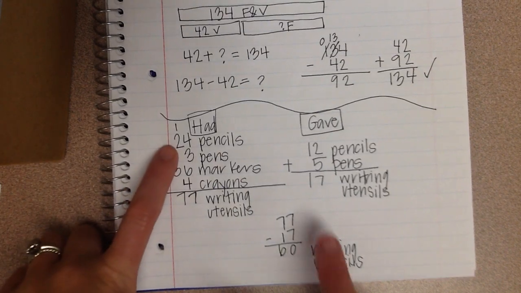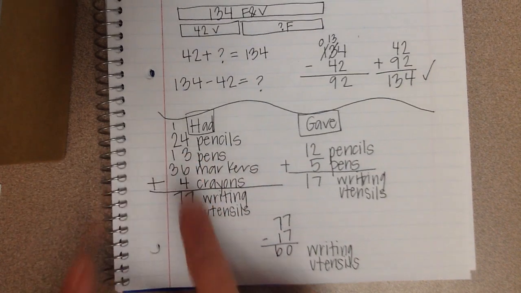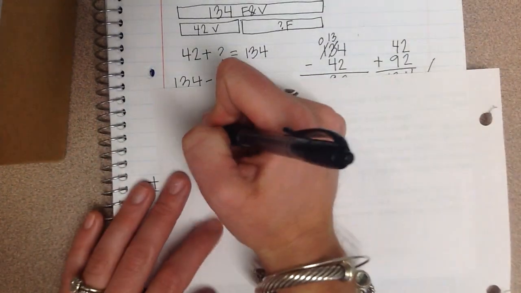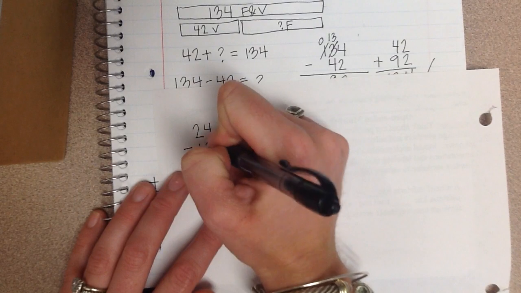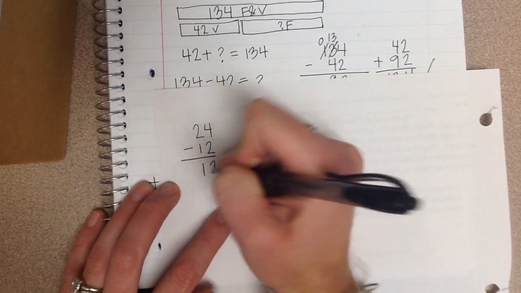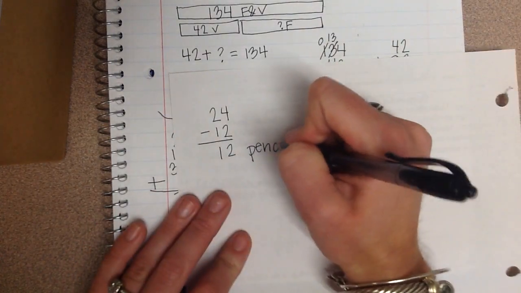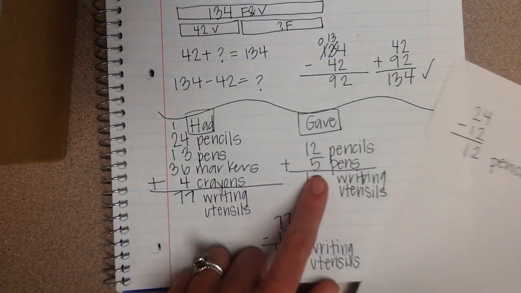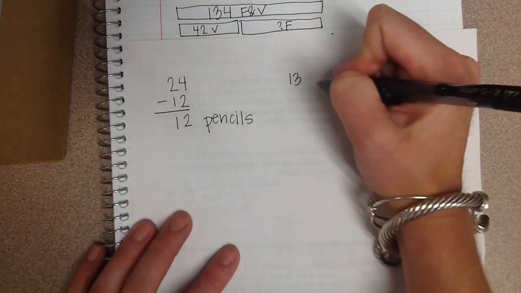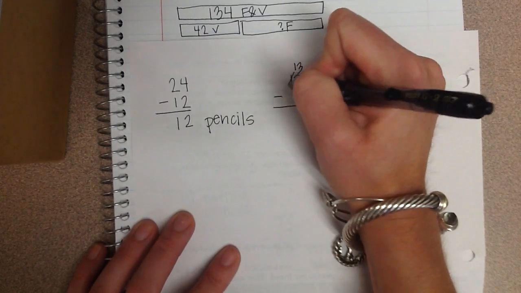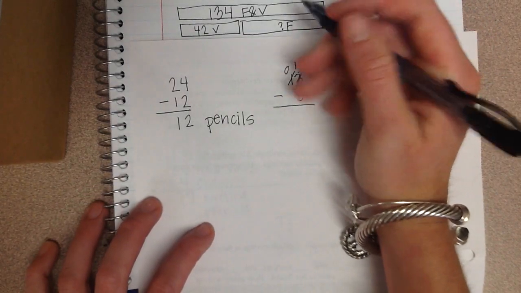We could have subtracted 12 from 24. Here, let me get a scratch sheet of paper for that. I'll do it here. We could have said 24 minus 12 equals 12. So that would be 12 pencils. And then gave away 5 pens. So 13 minus 5, that would be 8 pens.